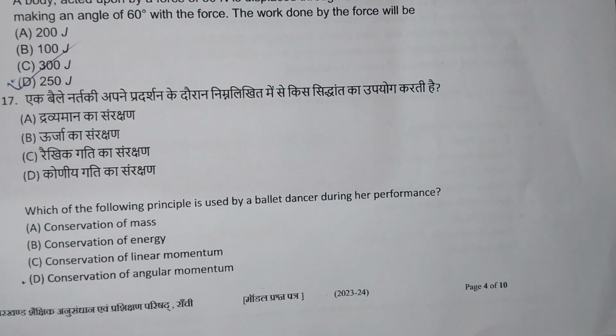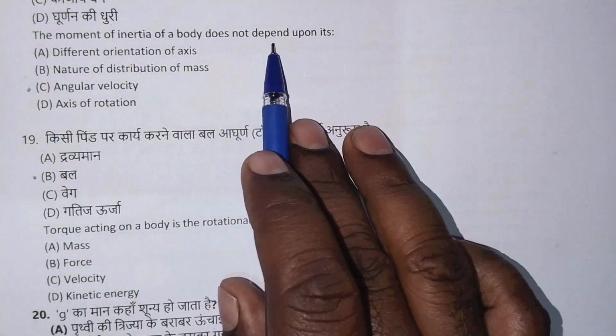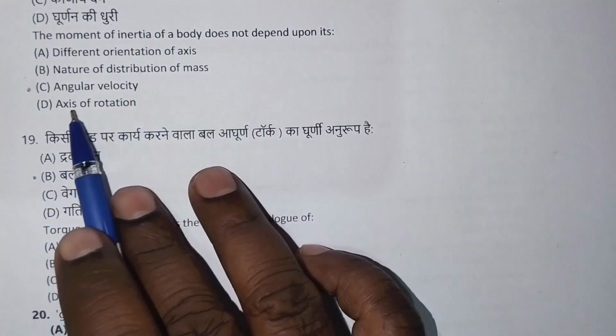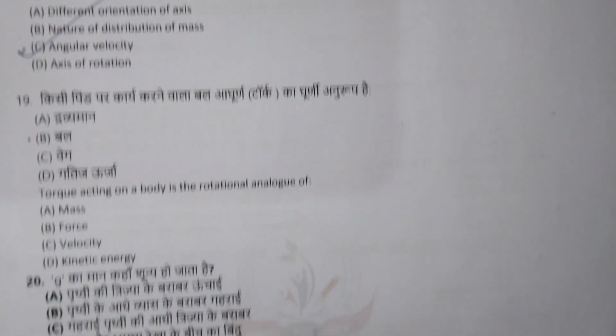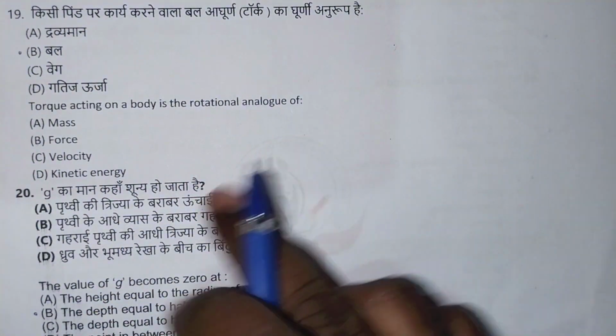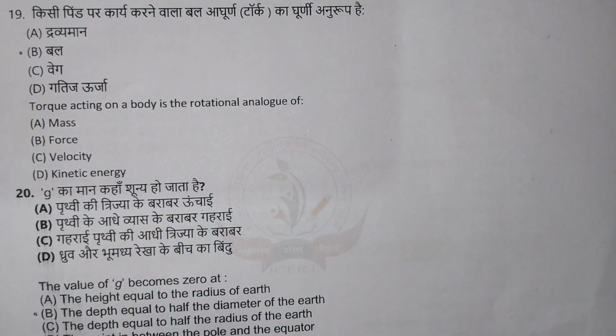Which of the following principle is used by the ballet dancer during her performance? Conservation of mass, conservation of energy, conservation of linear momentum, conservation of the angular momentum। The moment of inertia of the body does not depend upon its different orientation of axis, nature of the distribution of mass, angular velocity, axis of rotation, angular velocity. Torque acting on a body is the rotational analogue of mass, force, velocity, kinetic energy, force.